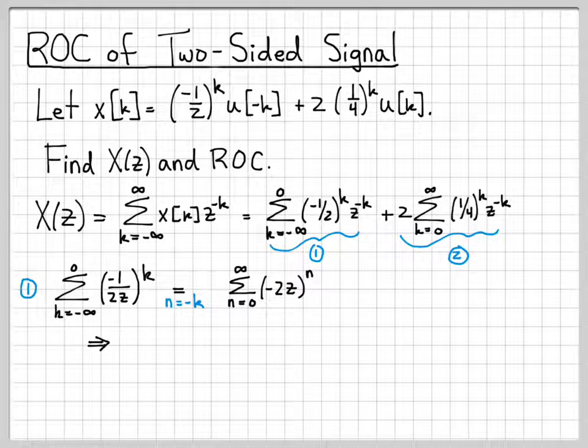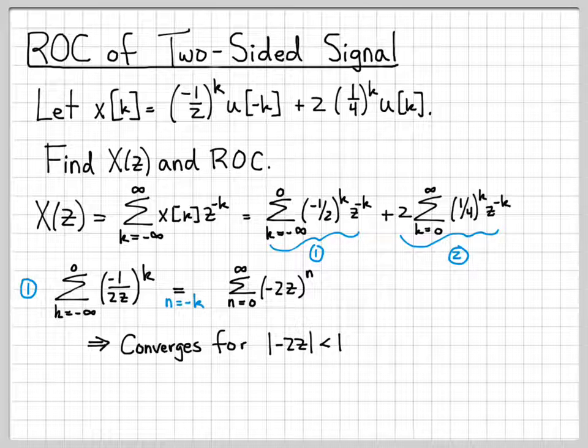And now looking at this, we can figure out when this sum converges. Well, it converges for the magnitude of what's in here less than 1. So I need the magnitude of negative 2 times z to be less than 1, which is the same thing as the magnitude of z being less than 1/2. So first throw away the minus sign. That's a magnitude of 2 times the magnitude of z is less than 1.